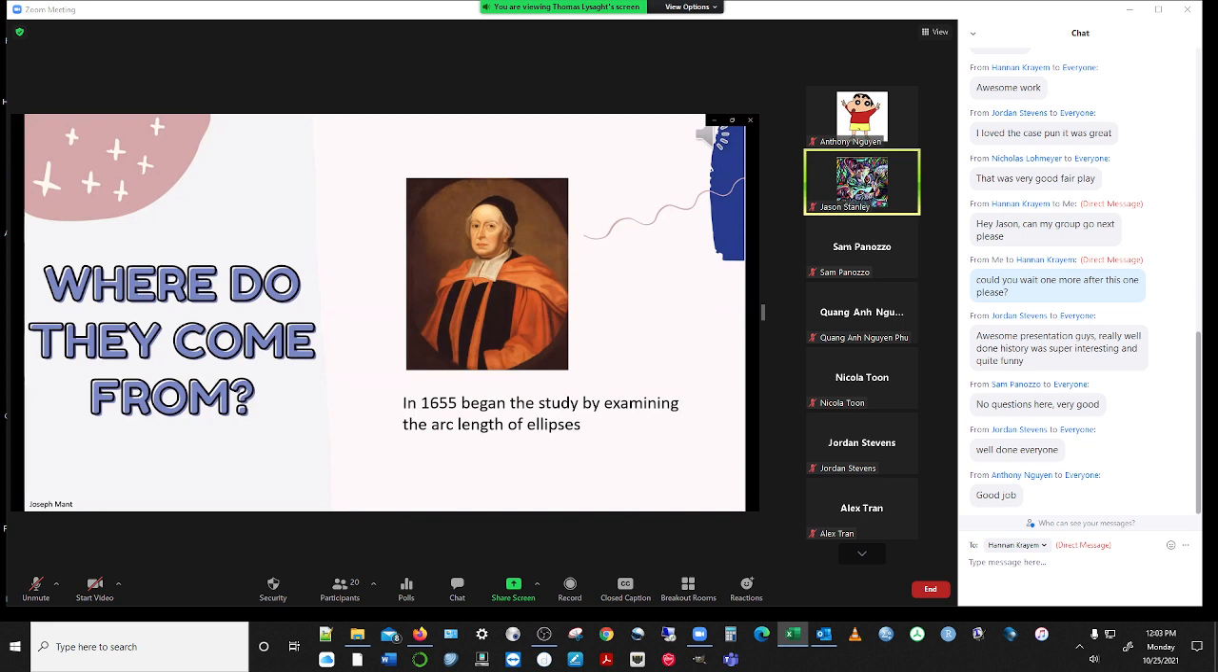The first studies into elliptic integrals can be tied to the integral addition theorem, where in 1655 an English mathematician by the name of John Wallis began the study of elliptic integrals by examining the arc length of ellipses. This is the earliest known study of elliptic integrals.